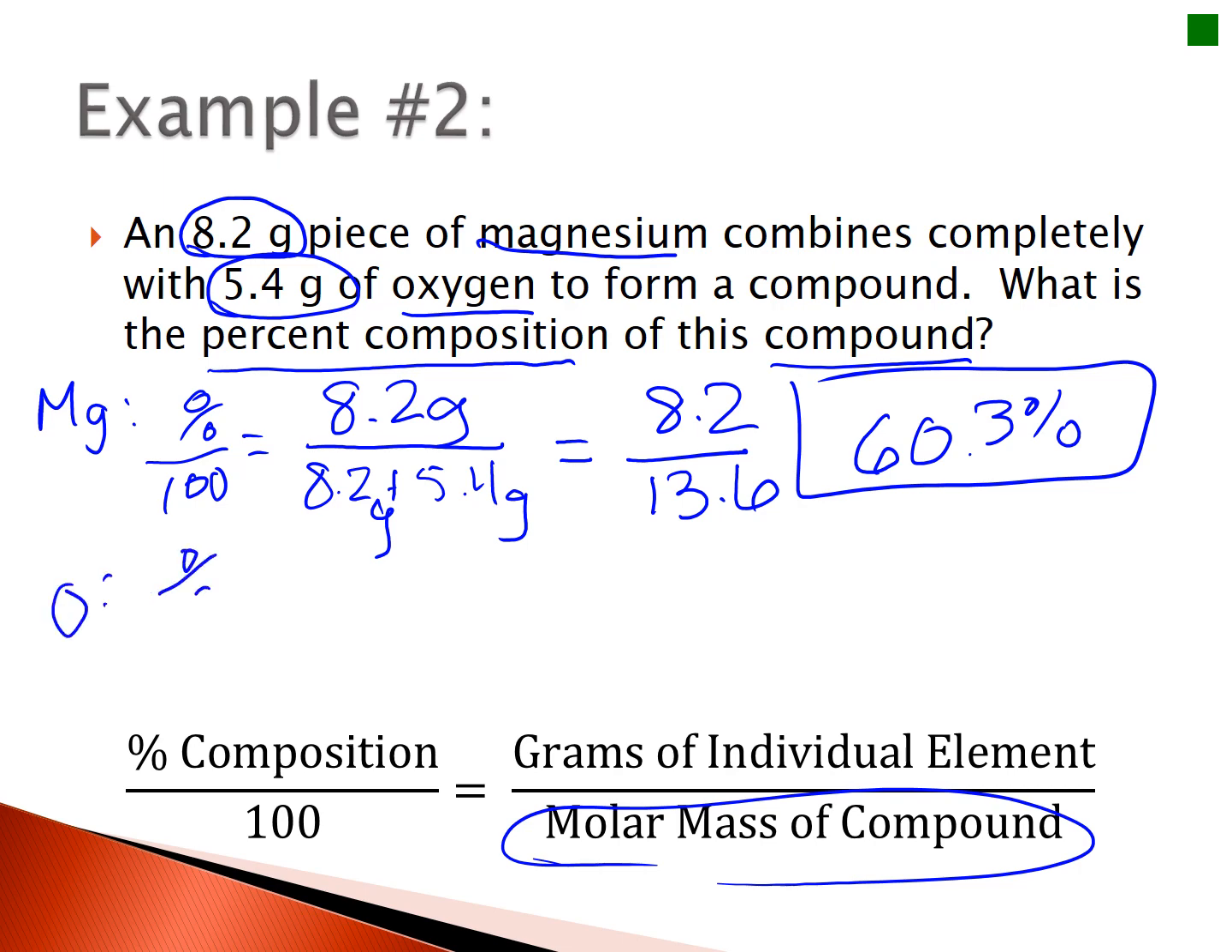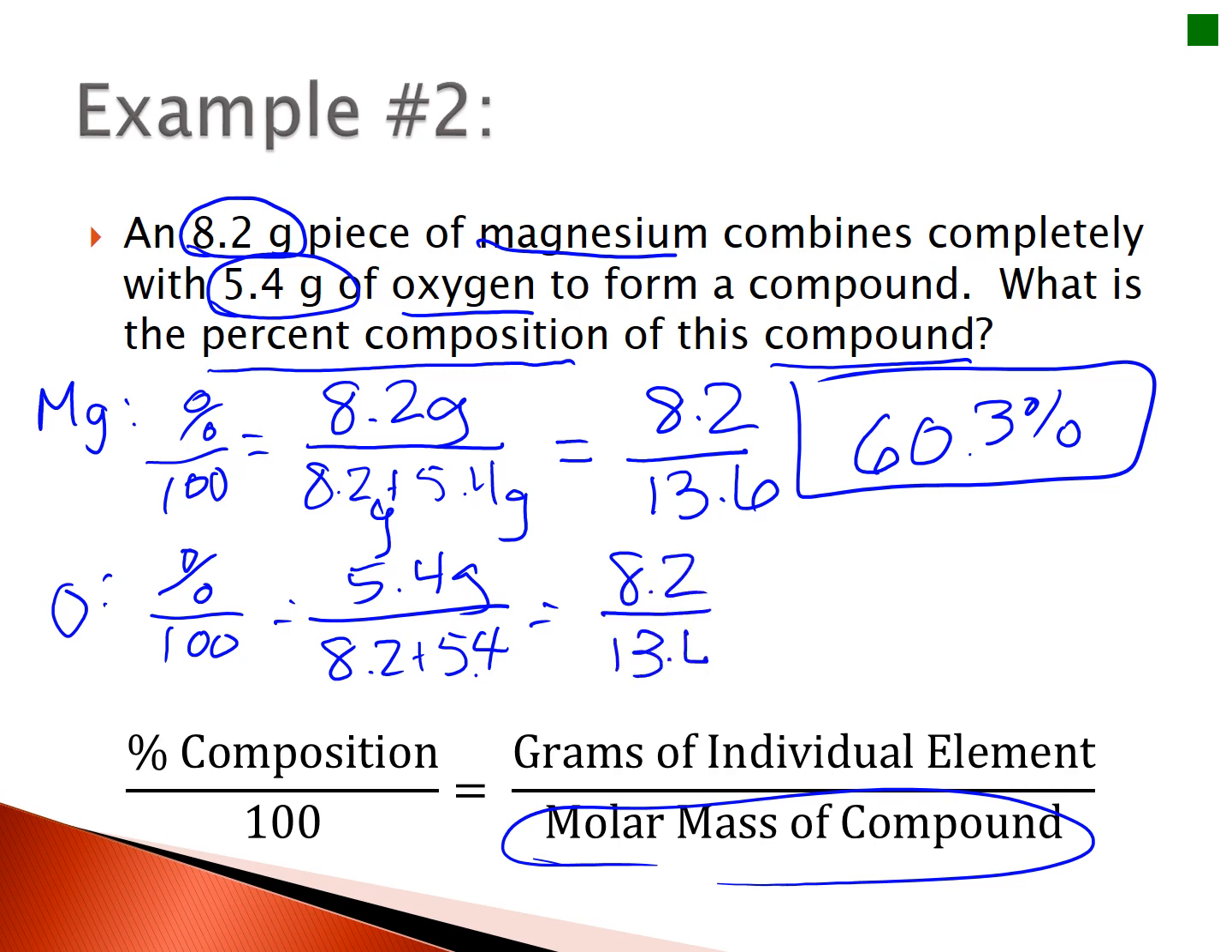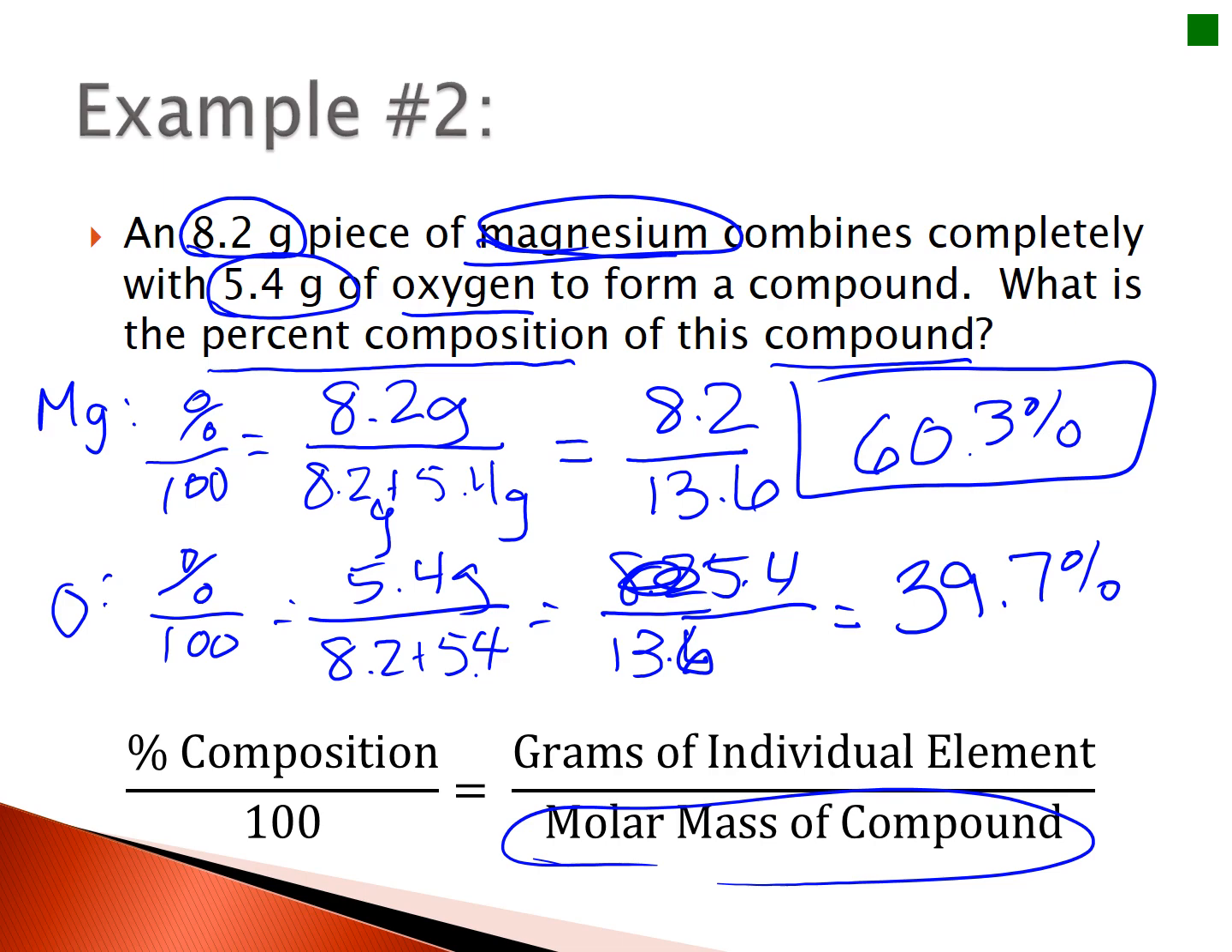So you're going to take percent over 100. Instead of 8.2 though, we're going to have 5.4 grams because that's the contribution by oxygen over my 8.2 plus 5.4. And that equals 8.2 over 13.6. I'm sorry, it equals 5.4 over 13.6. And when I solve that, I get 39.7%.